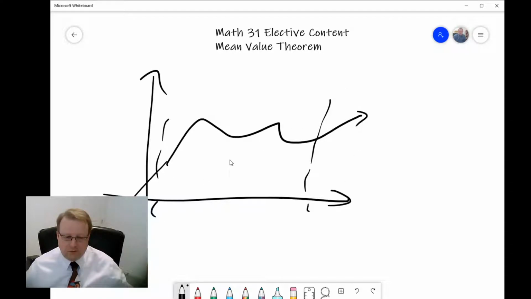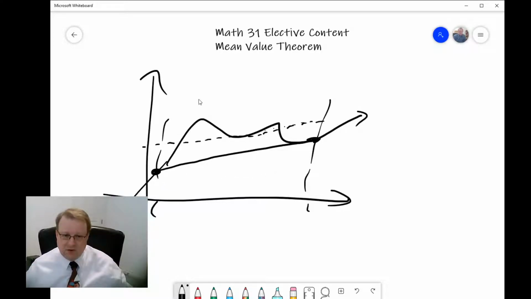So what the mean value theorem says is that if you play connect the dots and find the slope of a secant line that goes from one end of the interval to another, then at some point in between, there might be more than one, but there's at least one point in between where the function has the same slope. So it has to be parallel to that secant line. So really you have to hit the average value of the slope along the way. That is the fundamental core of the mean value theorem.